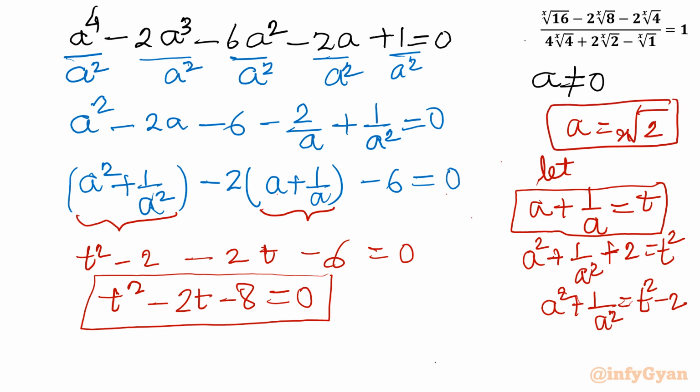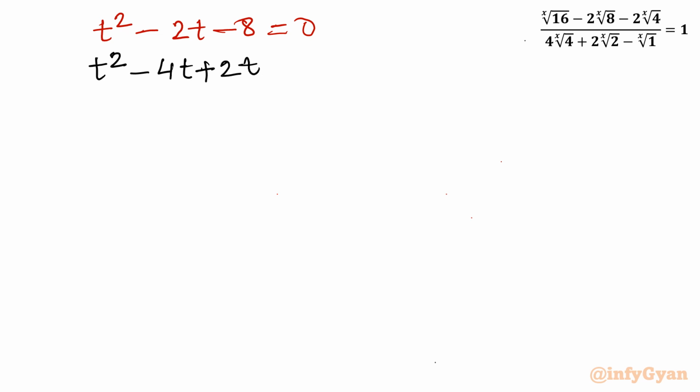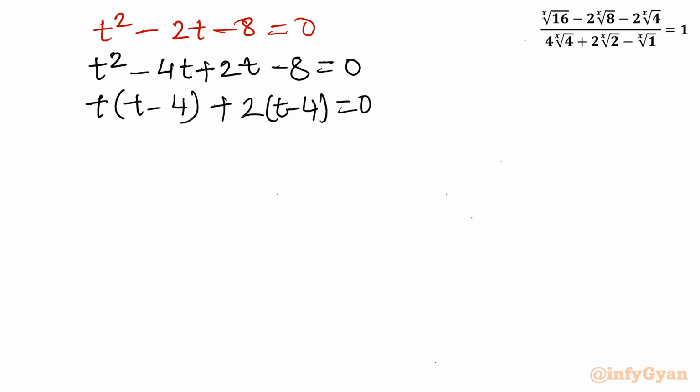Let us solve this quadratic first. T square minus 2t minus 8 equal to 0. Let us use the factorization method. So 8 we can write as 2 times 4. Let us split our central term as minus 4t plus 2t. Product will be minus 8 and addition would be the middle term minus 2. Now I will take t common: t minus 4, 2 common: t minus 4 again. Now we will take t minus 4 overall common. So here I will be writing t plus 2.